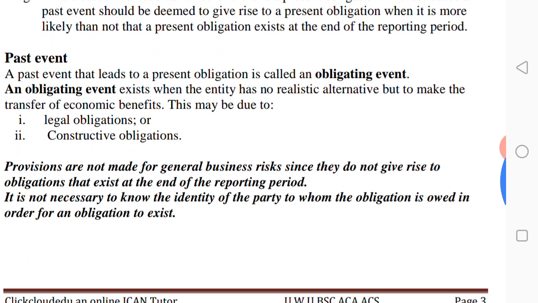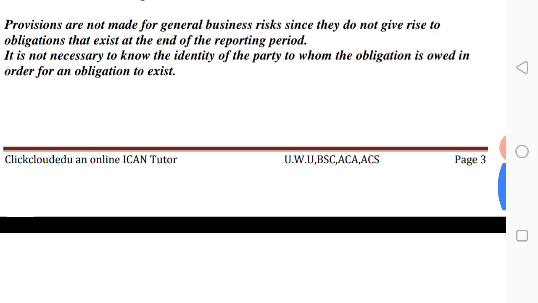Past events. Let's talk about past events very well. A past event that leads to a present obligation is called an obligating event. What kind of past event leads to an obligating event? Any past event that will lead to a present obligation is called an obligating event. An obligating event exists when the entity has no realistic alternative but to make a transfer of economic benefit. This could be legal or constructive obligations.